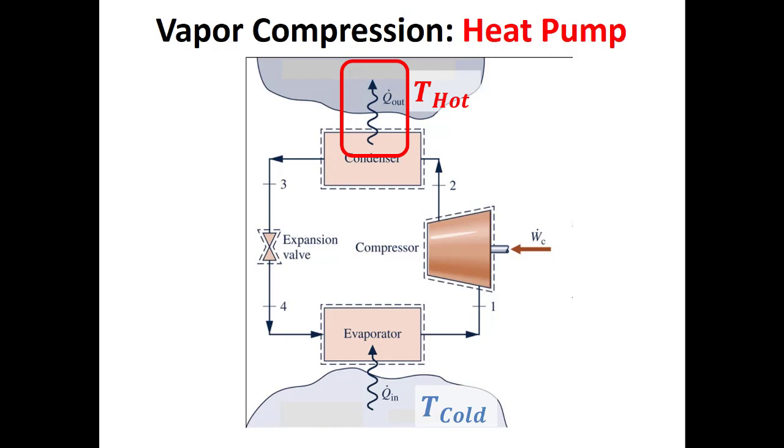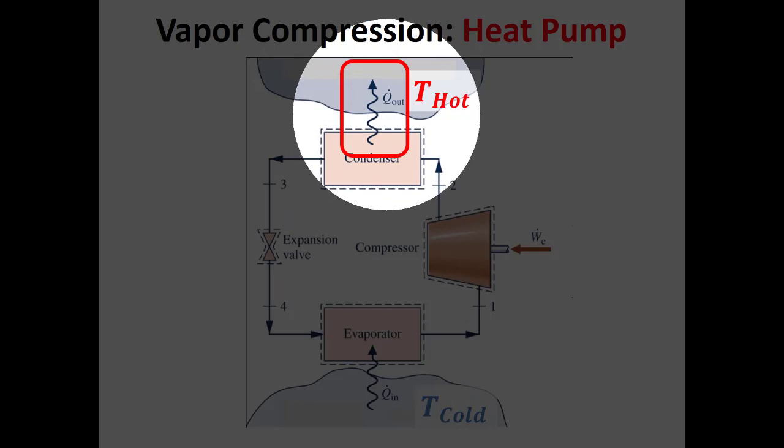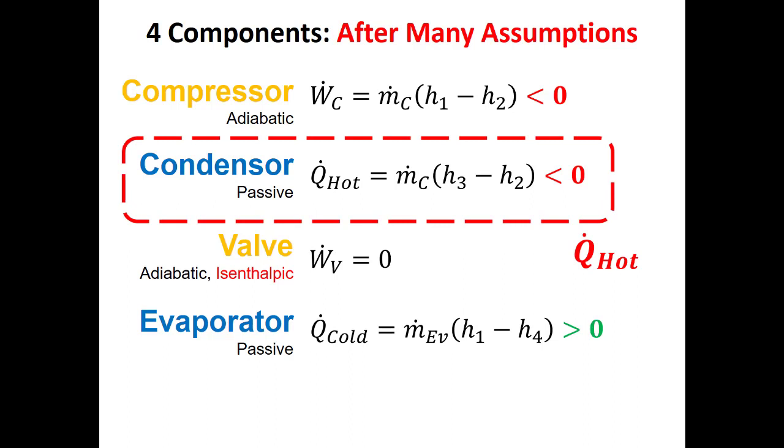So our energy benefit isn't the heat transfer on the cold side anymore. Now it's the heat transfer on the hot side. I can do the same first law. I'll get the same answers for the compressor, the condenser, the valve, and the evaporator. But this time, the energy benefit that I'm interested in is the heat transfer on the hot side. This is the heat that's rejected from the system.